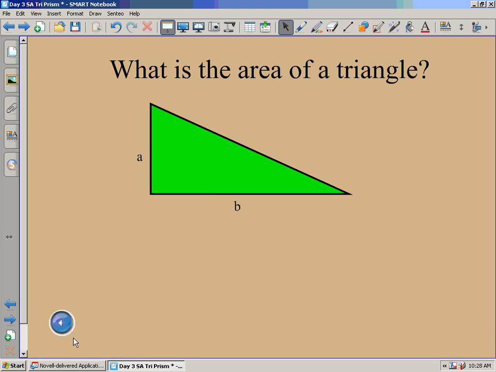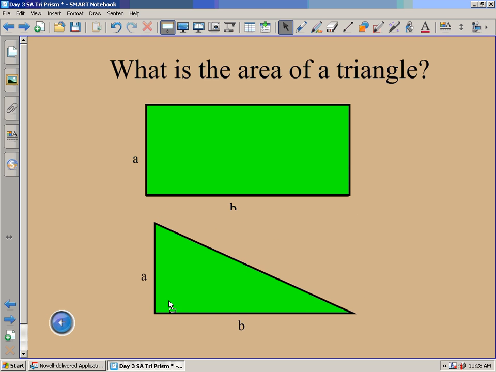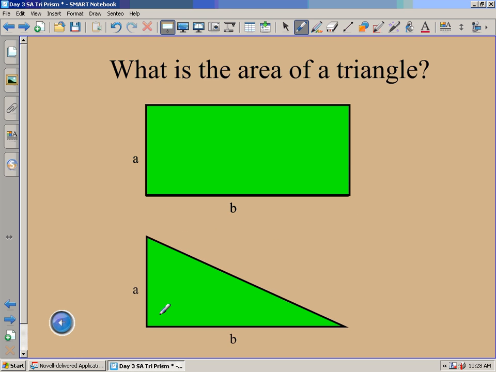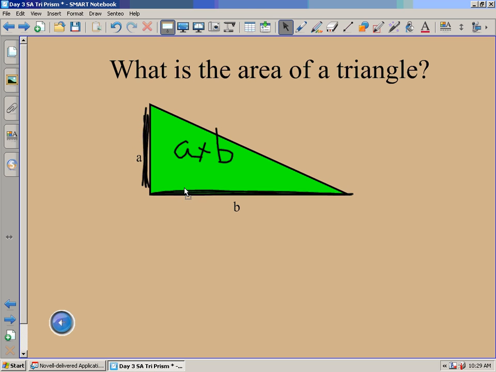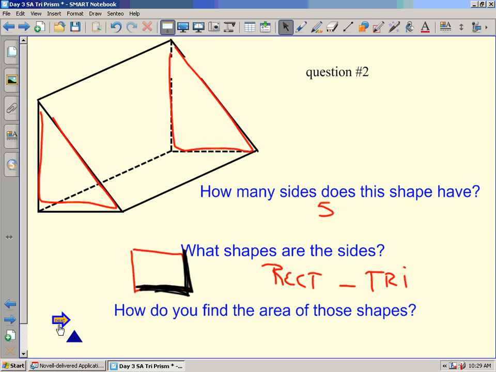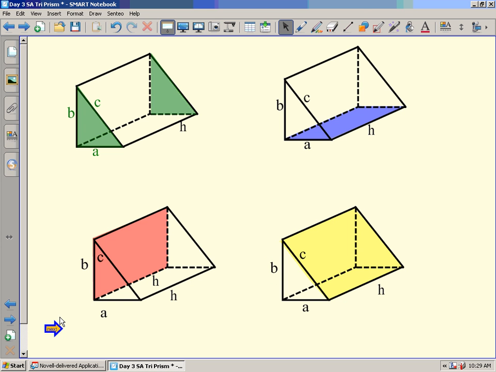Well, this helps if we understand that a right triangle is really nothing more than half of a rectangle. So if the area of this was A times B, 1 dimension times the other dimension, then the area of this triangle would be the exact same thing, but we only want half of it. So therefore, our formula for a triangle is A times B divided by 2, or the 2 legs of our triangle multiplied together, then halved. Let's see how we can put this all together to find the area then of a triangular prism.